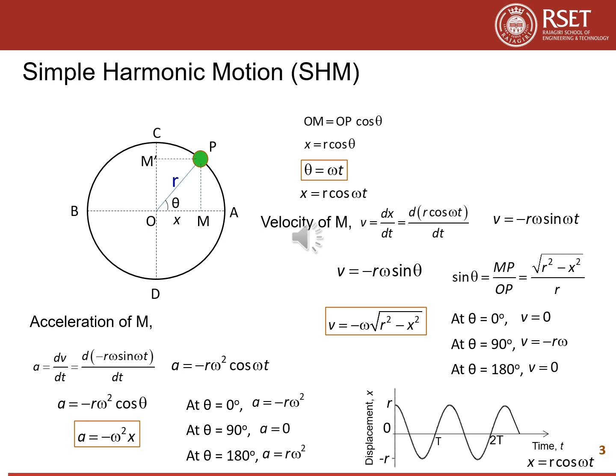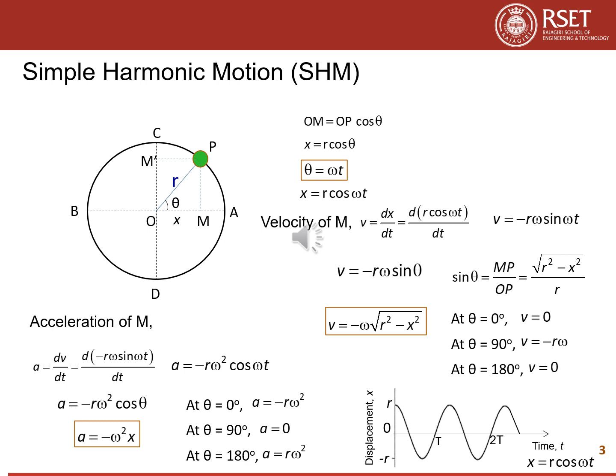Now similarly, we have to find out the acceleration of M. We know that acceleration is equal to dv by dt. Substituting the value of v here, we get a is equal to minus r omega square cos omega t. Similarly, we can write a is equal to minus r omega square cos theta. So substituting different values of theta, at theta is equal to 0 degrees, you know that cos theta is equal to 1.